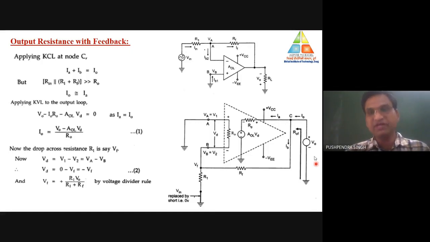With the help of this fundamental, I am redrawing the circuit. So this is our actual inverting amplifier. With the help of that, we draw here the circuit for the calculation of output resistance with feedback. So what we do here: connect one voltage source at the output terminal. This is V0.